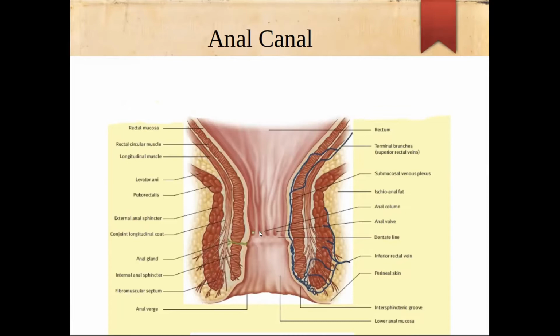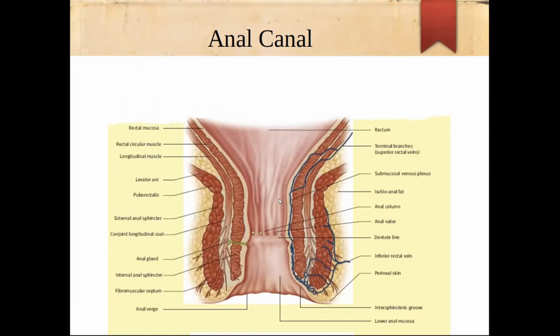Not sure. We call it the transition zone, meaning mixed. Yes, mixed between columnar and stratified squamous. You found both. This is why we call it the transition zone. There are two different epithelia.